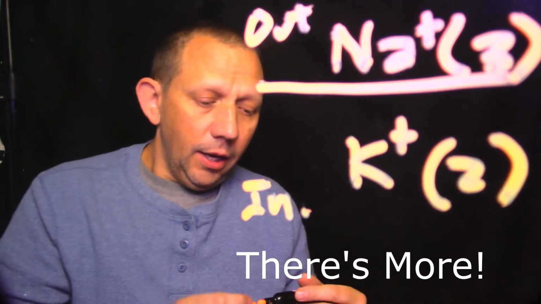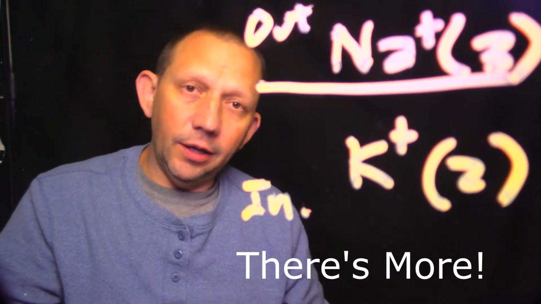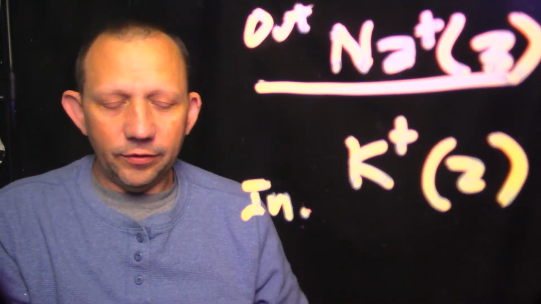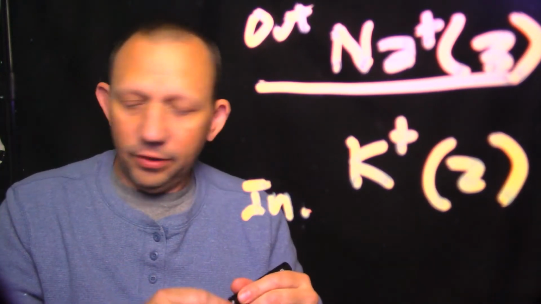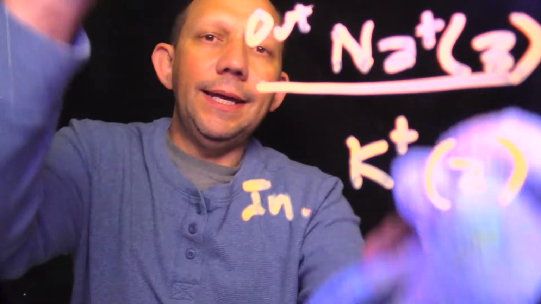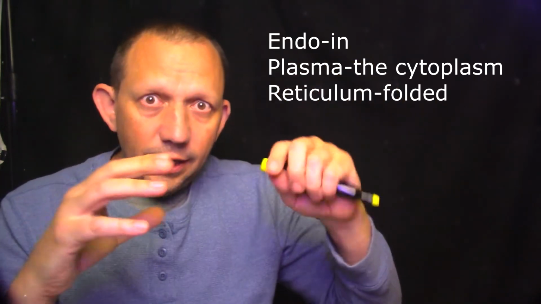This is where it gets crazy. Inside your muscle, I'm going to erase this real quick. Inside the muscle, you have a thing called the T-tubules and the sarcoplasmic reticulum. Remember endoplasmic reticulum? There's endo, inside the plasma, which is the inside of the cell, and there's a reticulum.